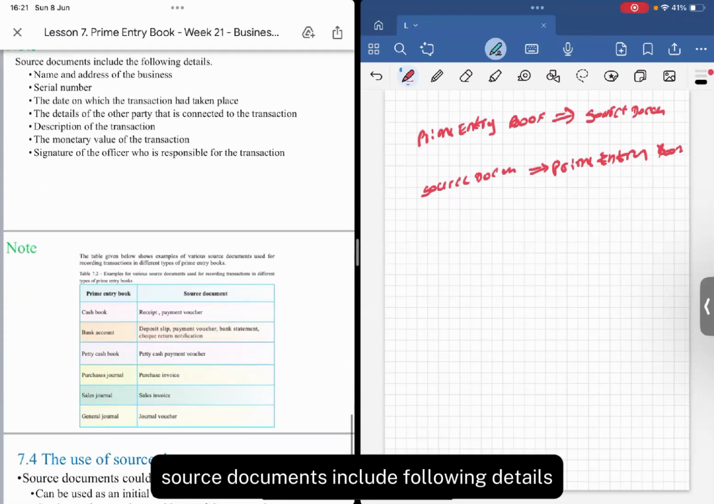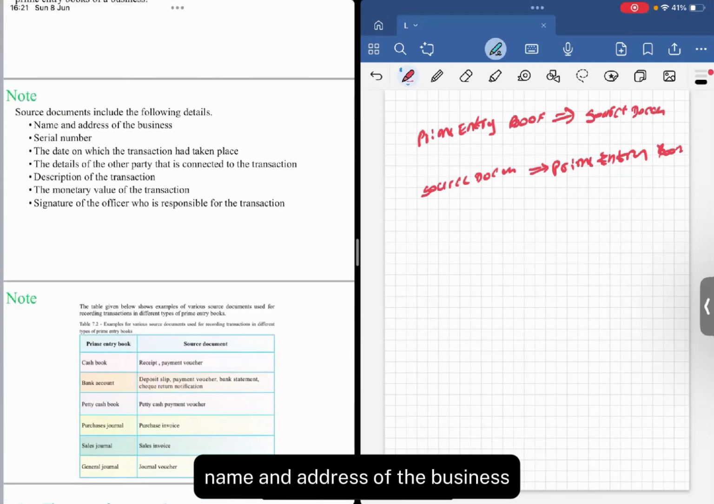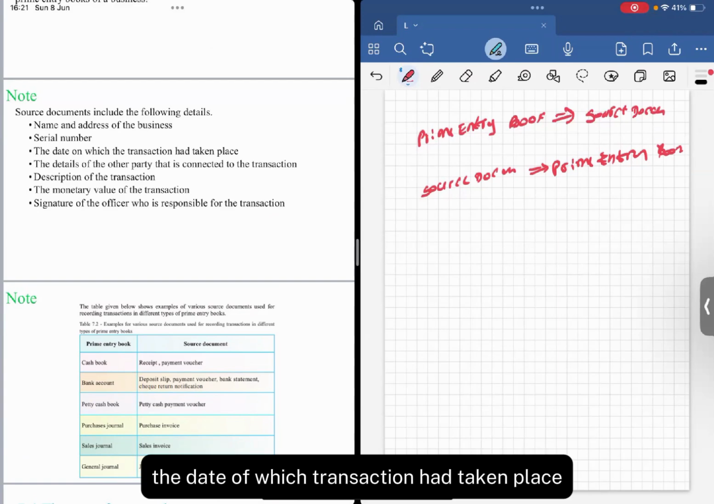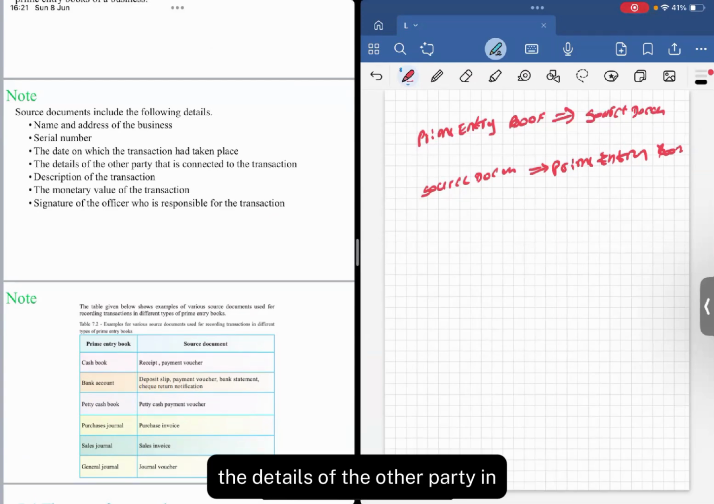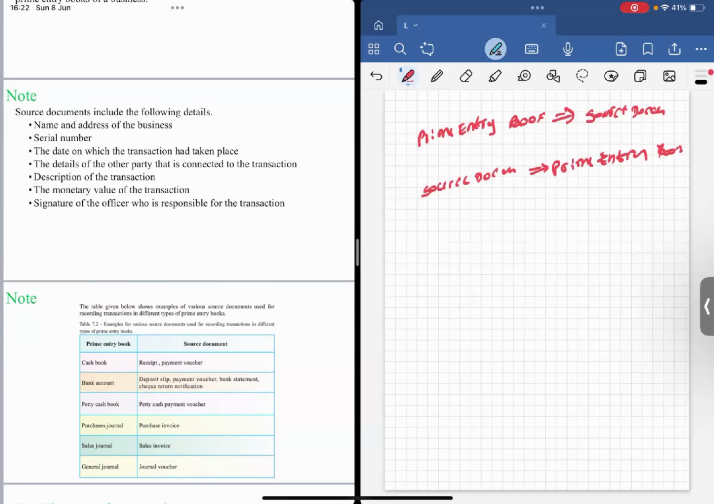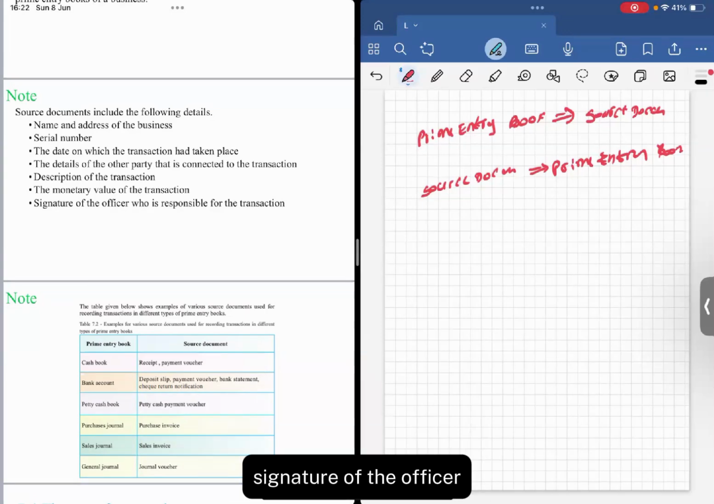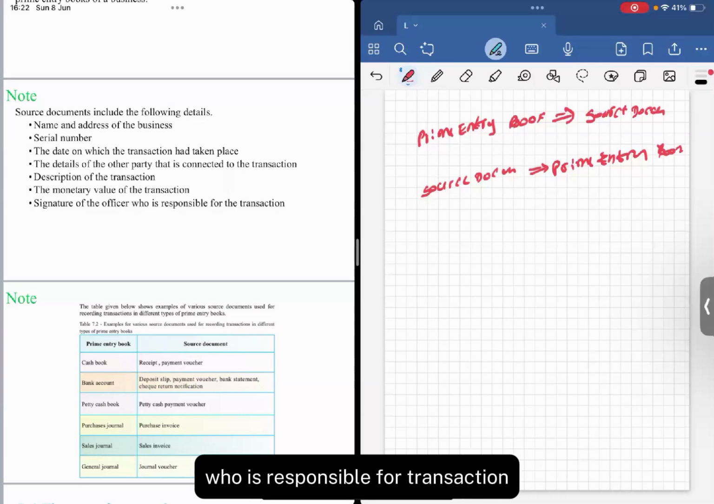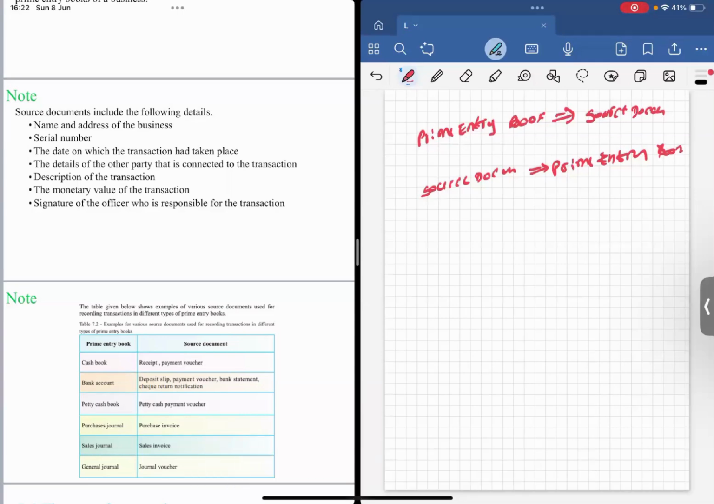Source documents include the following details: name and address of the business, serial number, the date on which the transaction had taken place, the details of the other party connected to the transaction, description of the transaction, monetary value of the transaction, signature of the officer who is responsible for the transaction.